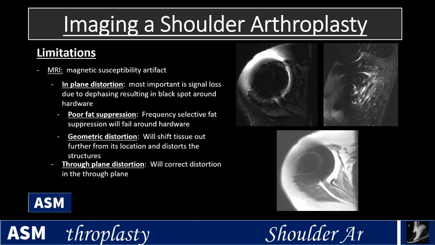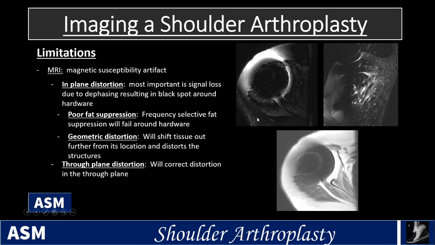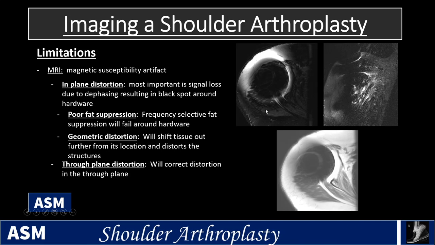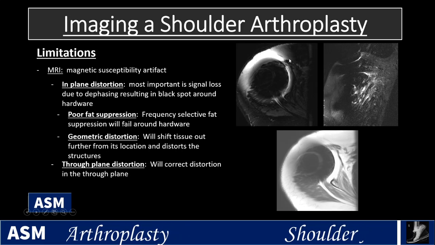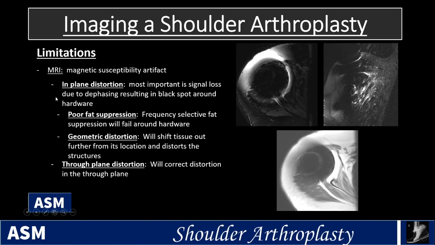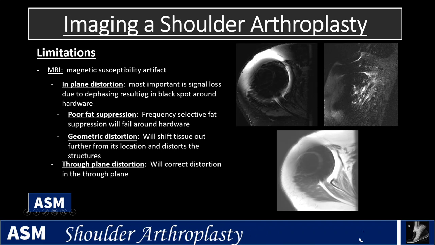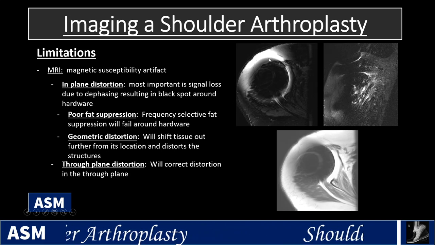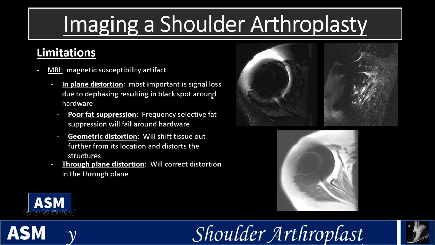So just a couple of example cases here. This is actually a STIR, which we use frequently with metal because it's typically a little bit better, but you can see good examples here of some of the problems with metal, especially in the setting of a shoulder arthroplasty. So in-plane distortion, you get signal loss due to dephasing of spins, and it results in this black sort of fuzzy spot around the metal where you can't really see much.